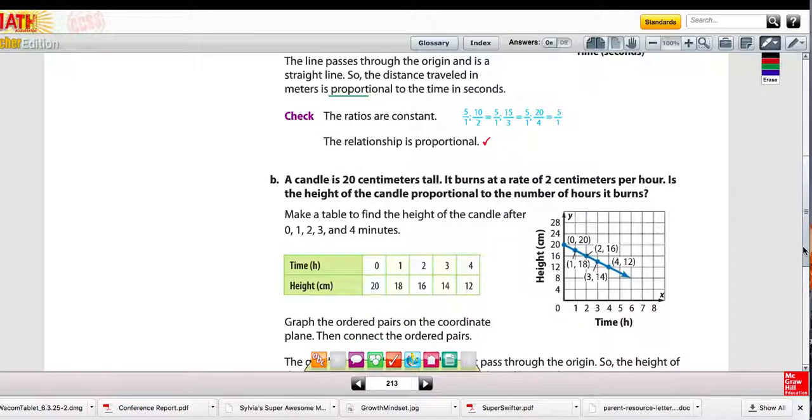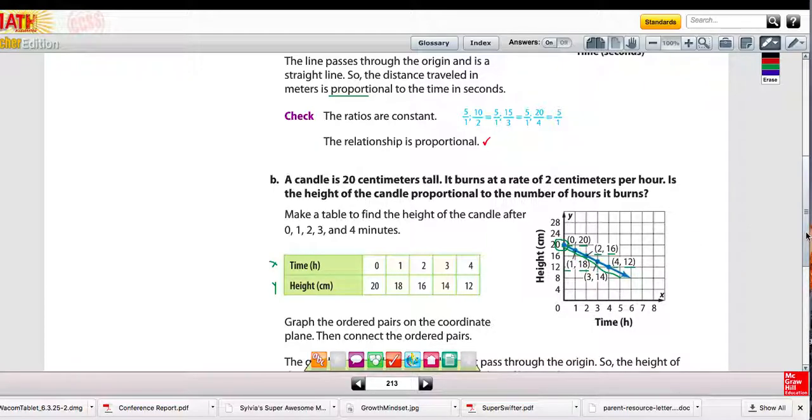For example B, again, we have a table, x and y, and if we plot those points, we get a nice straight line, but notice it does not pass through the origin. Also, if we took 20 divided by 0, undefined, 16 divided by 2 is 8, 12 divided by 4 is 3, and 18 divided by 1 is 1.